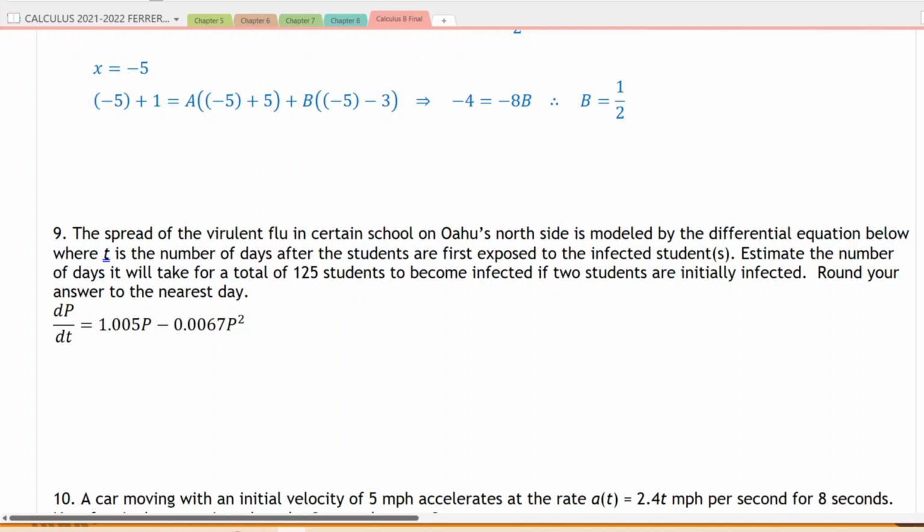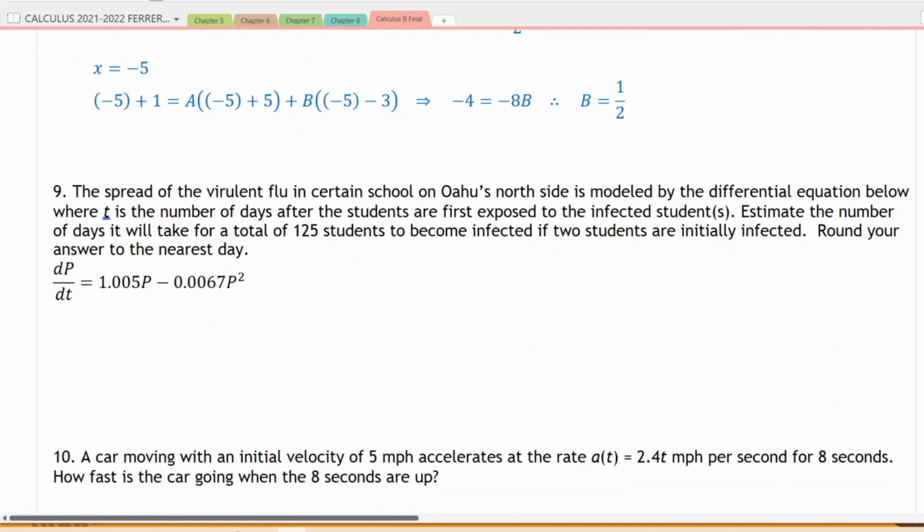The spread of a virulent flu in a certain school on Oahu's north side is modeled by the differential equation below, where t is a number of days after the students are first exposed to the infected student or students. Estimate the number of days it will take for a total of 125 students to be infected if 2 students are initially infected. Round your answer to the nearest day.